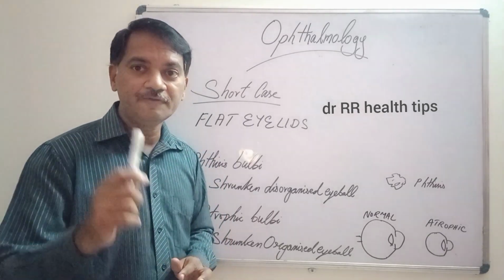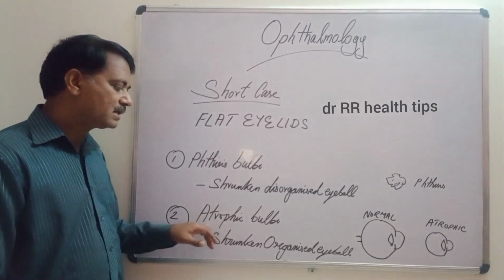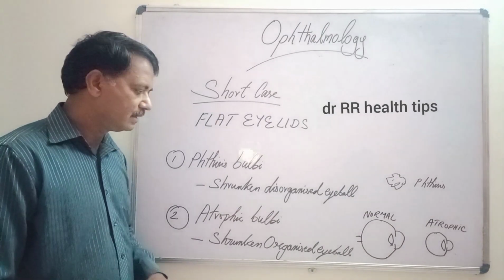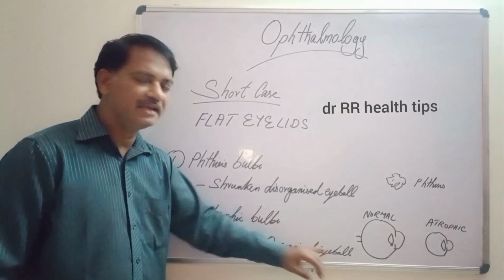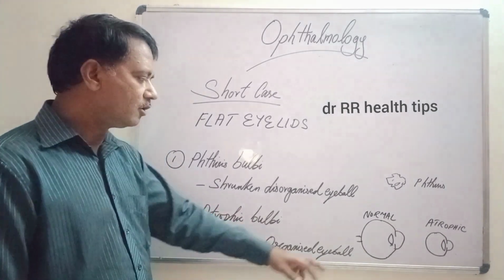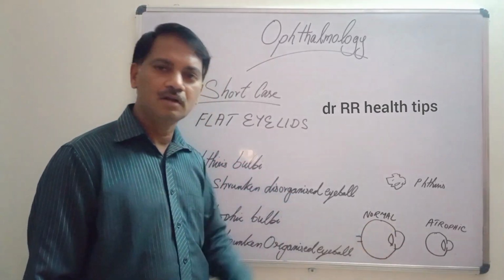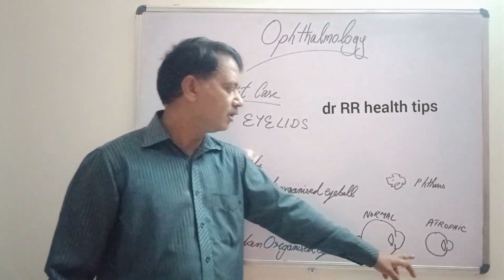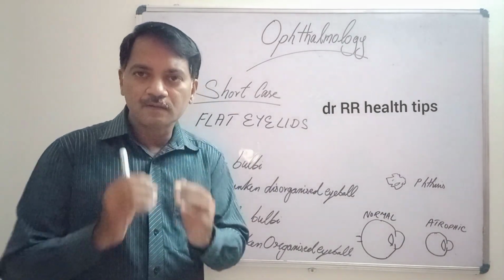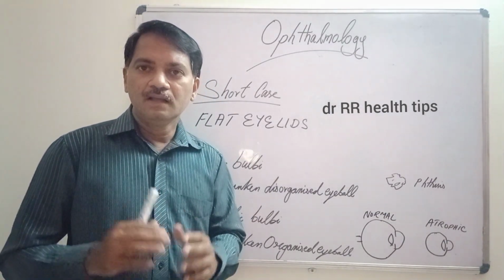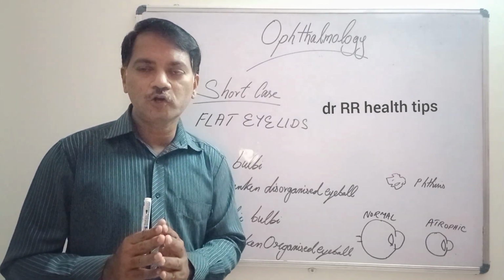The differential diagnosis for this phthisis bulbi is atrophic bulbi. Atrophic bulbi is nothing but shrunken, organized eyeball. I have drawn two pictures here. You can see a normal sized eyeball. I have drawn an eyeball which is small in size, which becomes very small. This is a shrunken eyeball due to atrophy.